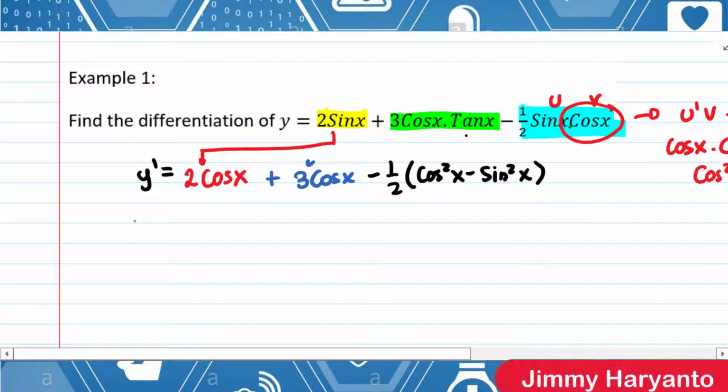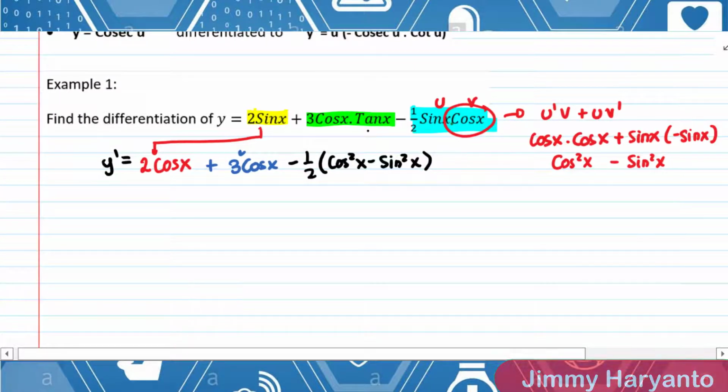Of course, the question can ask you for the second differentiation. That means you have to differentiate them one more time, yeah. But for today, I will only show you the first differentiation. This is the example 1.